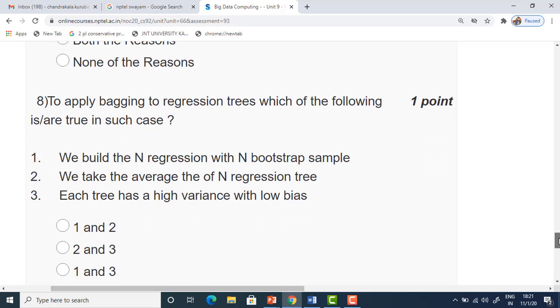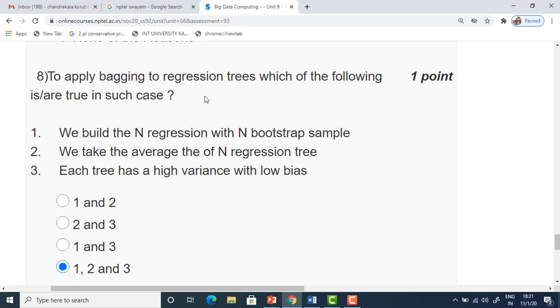Coming to the last question, to apply bagging to regression trees, which of the following are true? We build n regression trees with n bootstrap samples. Yes, we can build. We take the average of n regression trees. Yes, it's true. Each tree has a high variance with low bias. Yes, it is also true. So the answer is the last one, 1, 2 and 3.